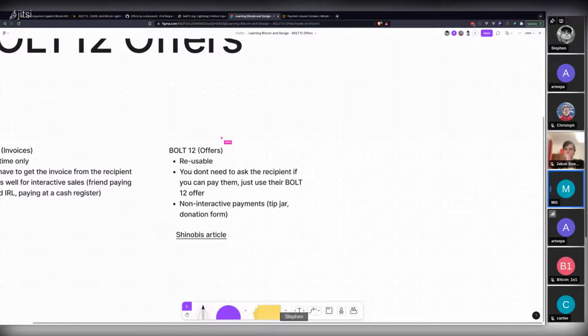Okay. And when you say you don't need to ask the recipient if you can pay them, that just means that the recipient doesn't need to send you a new invoice every time you want to pay them.